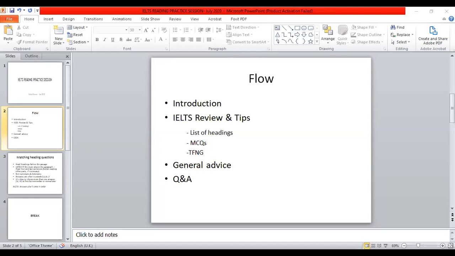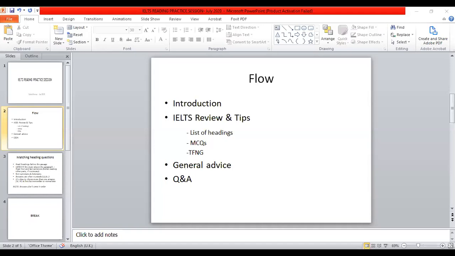I'm going to make my left-hand side the reading passage, and the right my questions. Can we all see the screen, please? Is it clear? Yes, we can see. It's clear. Okay, good.